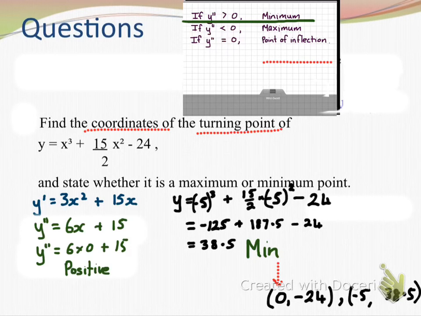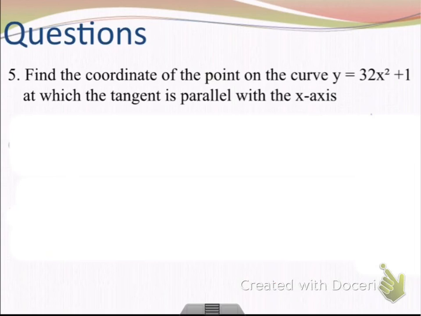The second one must be a maximum, but let's just entertain the marker and pretend that you're really brainy. So we put -5 into there. That's a negative value, so we know that that's a maximum, and that's how you prove it using calculus.